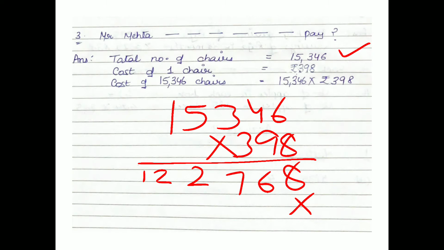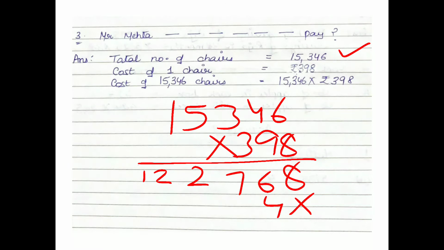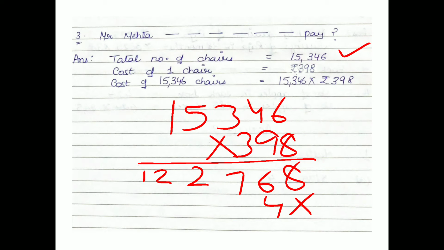Next number is 9. 9 6s are 54. 9 4s are 36, 36 plus 5 will be 41. 9 3s are 27, 27 plus 4 is 31. 9 5s are 45, 45 plus 3 is 48. 9 1s are 9, plus 4 is 13.